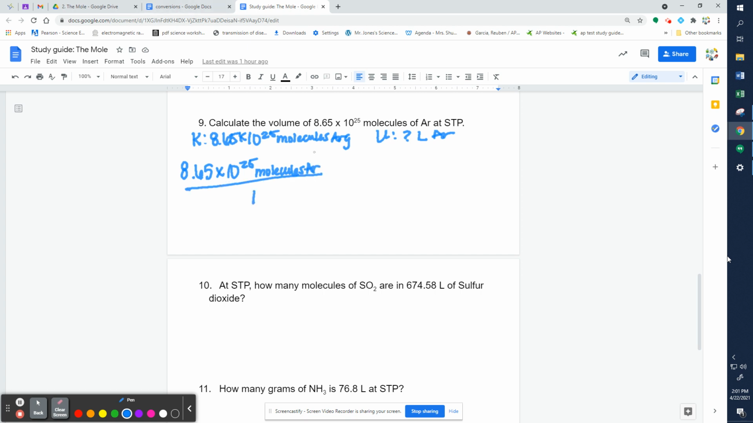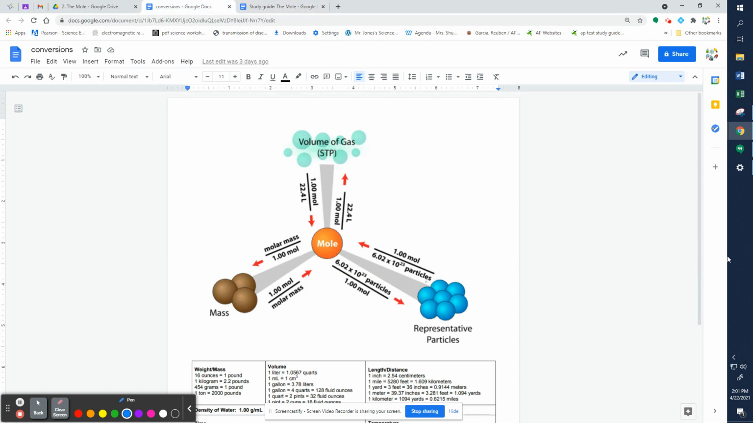Using our chart, we need to get from molecules to volume. Here's molecules. So I know I'm going to multiply by 1 mole over our number of particles. And then I'm going to multiply by 22.4 liters over 1 mole.